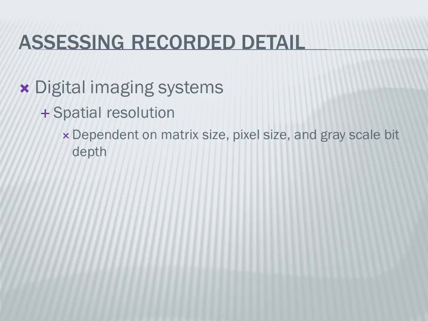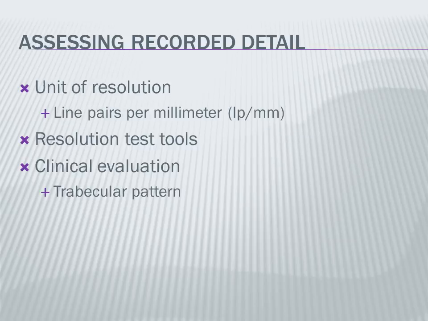Assessing recorded detail continued. Digital imaging systems. We talk about it as spatial resolution, and it's dependent on the matrix size, pixel size, and grayscale bit depth. Unit of resolution: line pairs per millimeter is our measurement. We use a resolution test tool. Figure 28-1 in your book is an example of that.